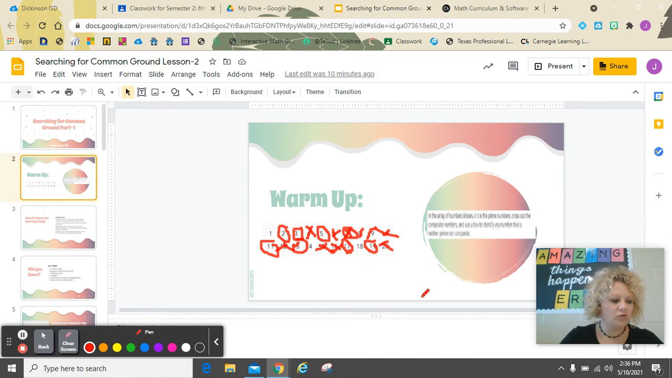Now, 1 is a little bit tricky, but 1 is actually considered relatively prime. So 1 is the exception. That should be your warm-up. We have circles around our prime numbers, and we have crossed out our composite numbers.